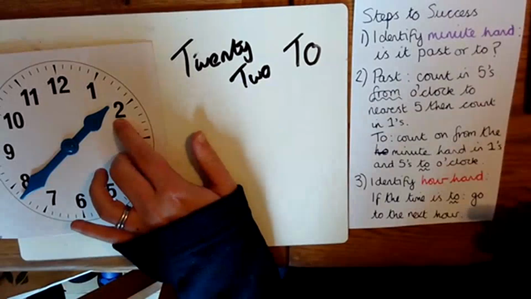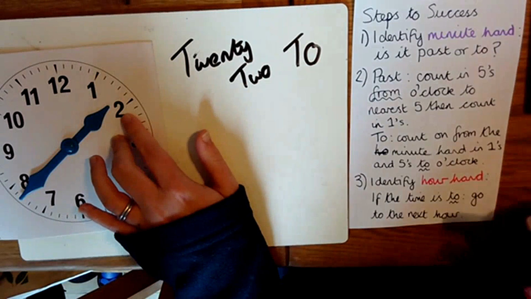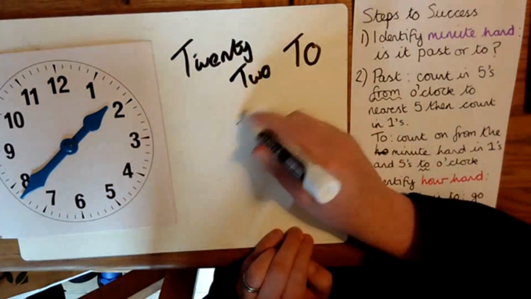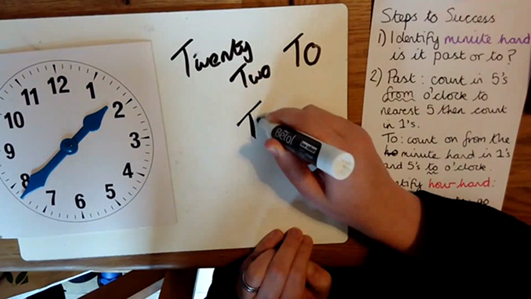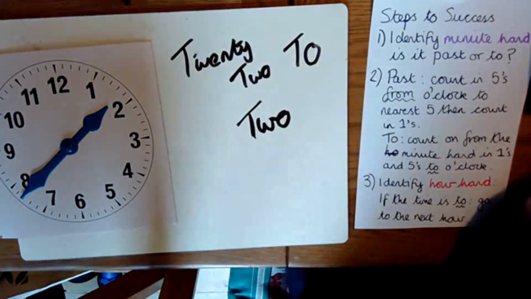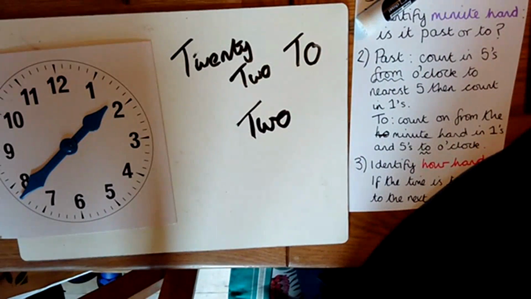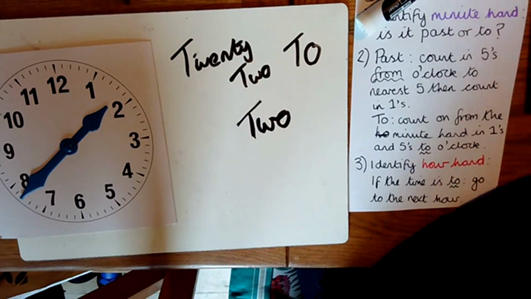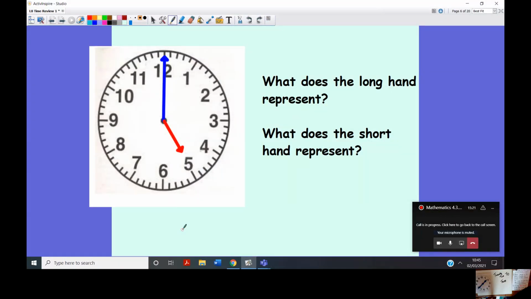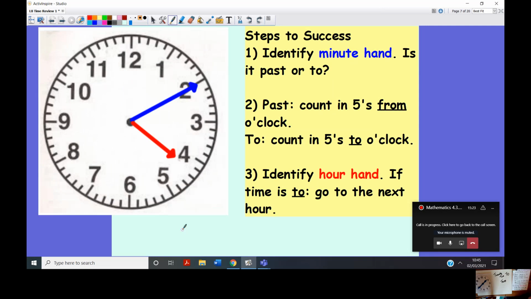My hour hand is in between 1 and 2. That means, and it's closer to 2 because it is to the hour. Sorry, my mind went a little blank there. Right, let's have a look at our screen here. So you can see here, this is going through again our steps to success. Take a look at that. Maybe see if you can talk through those steps to success to yourself.